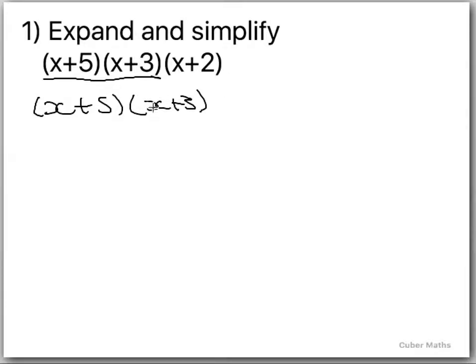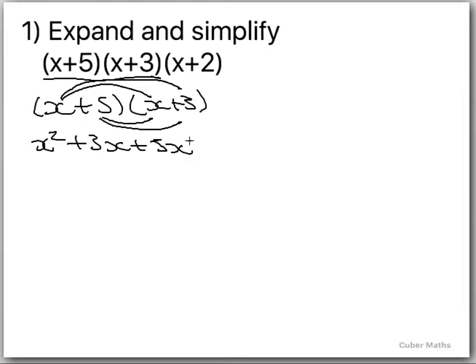So what we're going to do first is our parrot method, like I taught in the previous video. We're going to do x times x, which is going to give us x squared. Then x times 3, which will give us plus 3x. Then 5 times x, which is going to give us plus 5x. And 5 times 3, which is going to give us plus 15. Now what we do with this is put brackets around it.